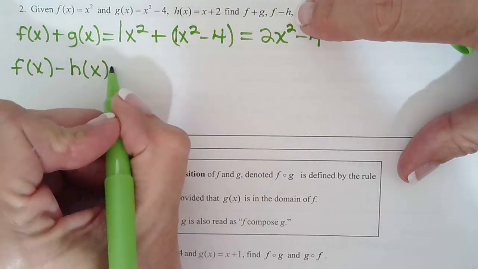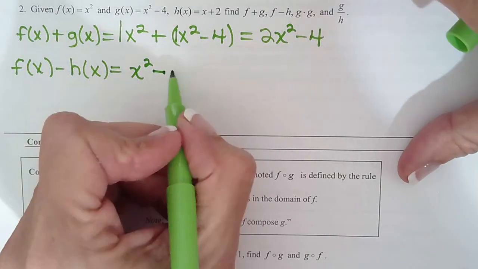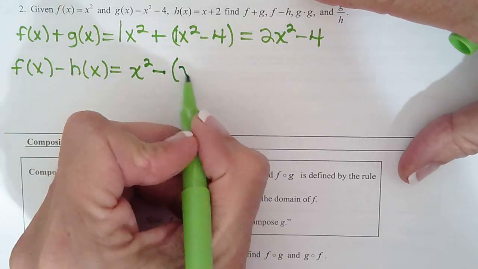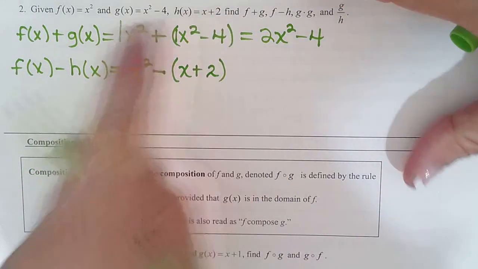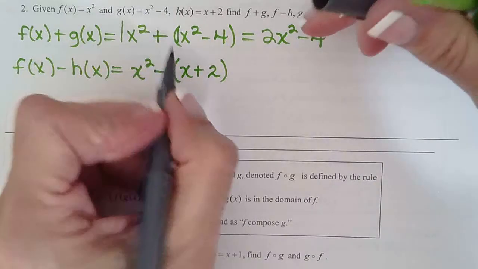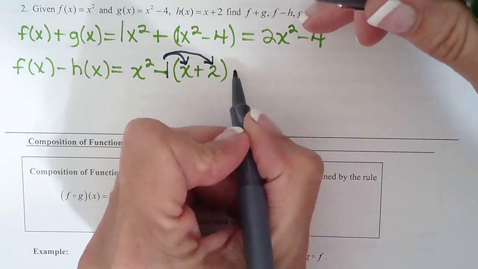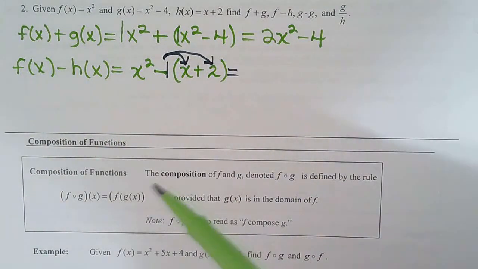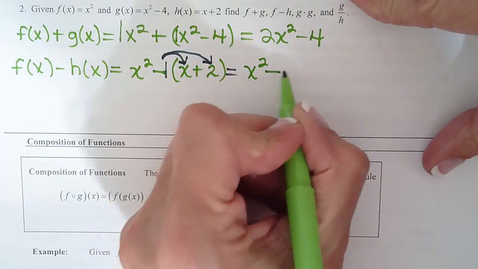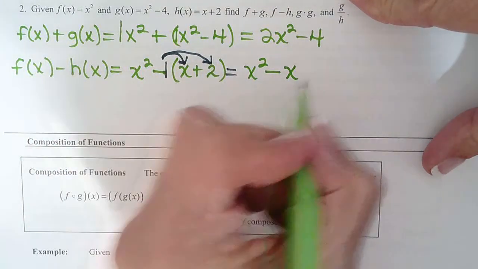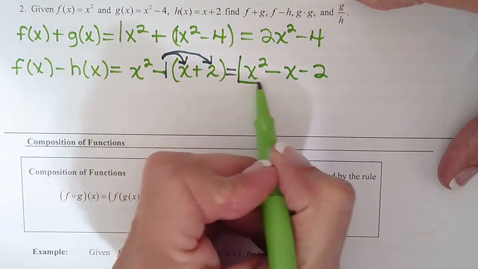Next we have f of x minus h of x. So f of x is x squared. No parentheses needed because it's a single term, but h of x is 2 terms, so make sure you enclose those in parentheses. So f of x minus h of x. Again, we need to distribute. So that would turn into x squared minus 1x minus 2. And there's no like terms, so that's just our answer.